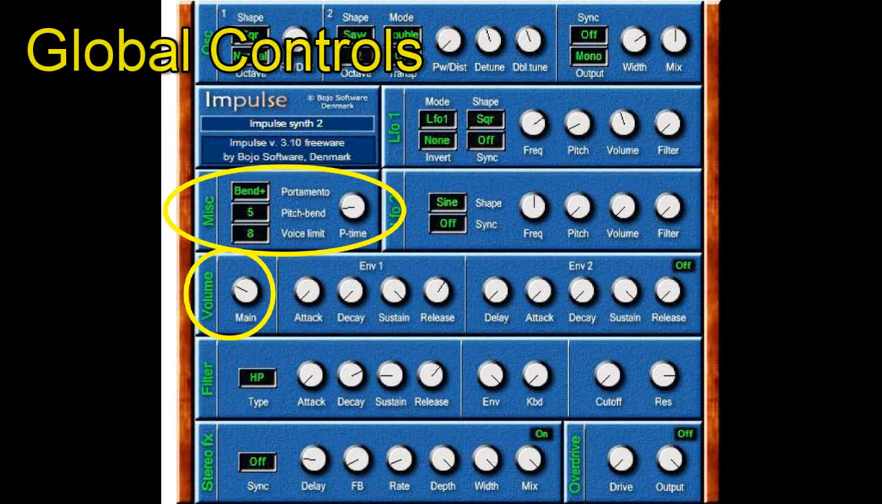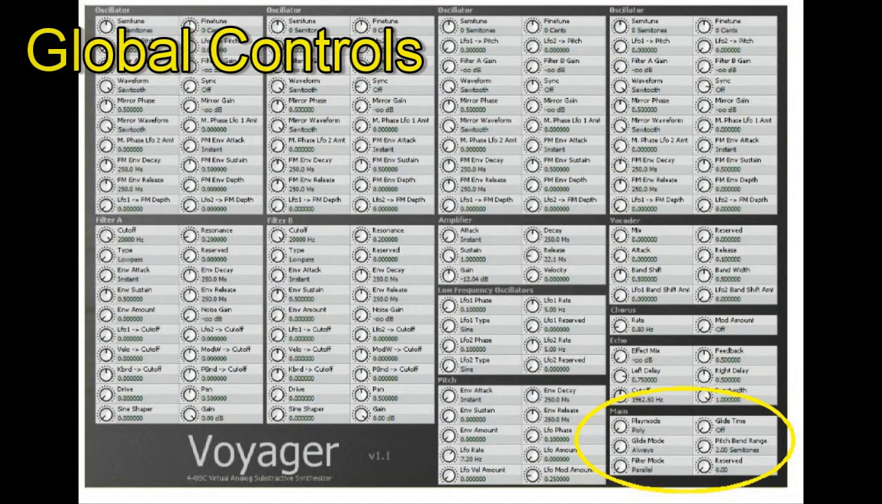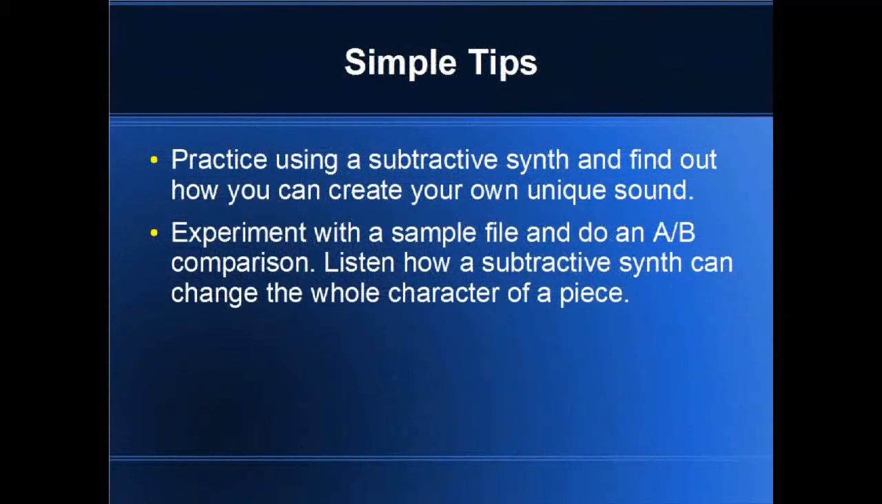Okay, so let's take a look at global controls which affect the overall characteristics of the sound. Here are global controls of Impulse, and Subtractor for Reaktor, and Voyagers, and finally Linplug CRX4 global controls.